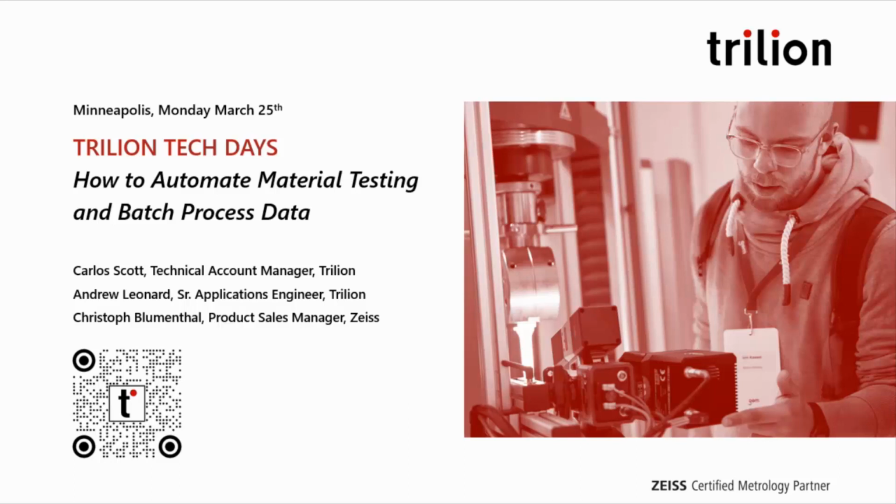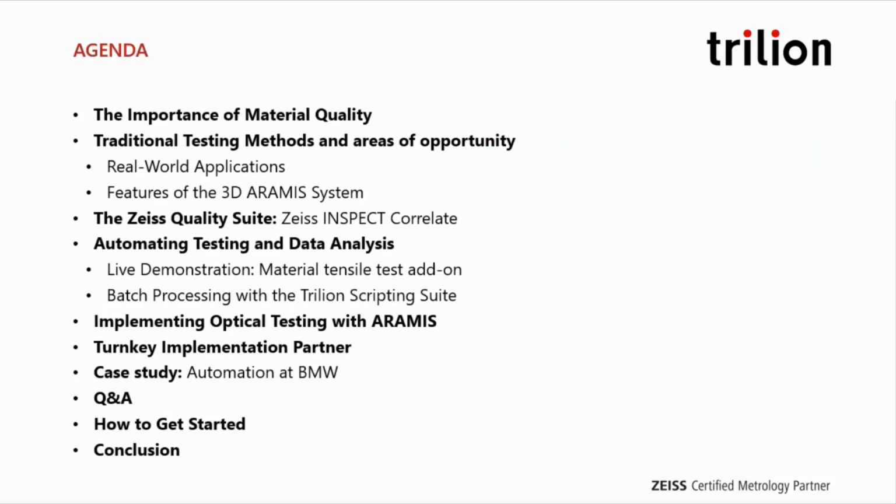So with that, let's go ahead and take a look at the agenda for today. First, we're going to highlight a few characteristics that are important for material quality and why it's important to take advantage of all that data that is available. We're also going to be talking about how traditional methods may leave some room for opportunity, what some of those real world applications are, and some of the features that the Aramis system fulfills.